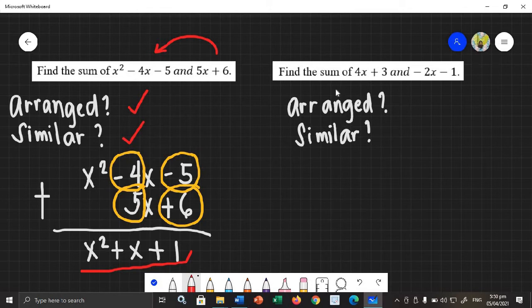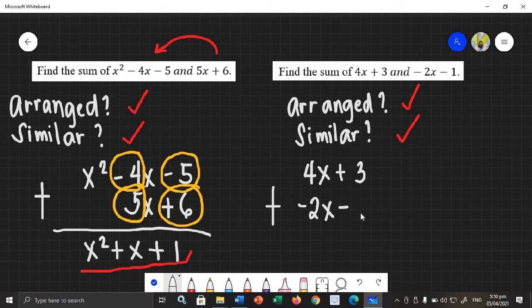Next na given natin is, we will be finding the sum of 4x plus 3 and negative 2x minus 1. So first, observe natin, naka-arrange ba siya in standard form? Both naka-arrange yung addends, so therefore, check. Similar ba sila? So, yung literal coefficient ng unang term x, meron din dito sa kabila. Meron silang constant pareho, so they are similar. And then we will rewrite the given in vertical form. So we have 4x plus 3 plus negative 2x minus 1.